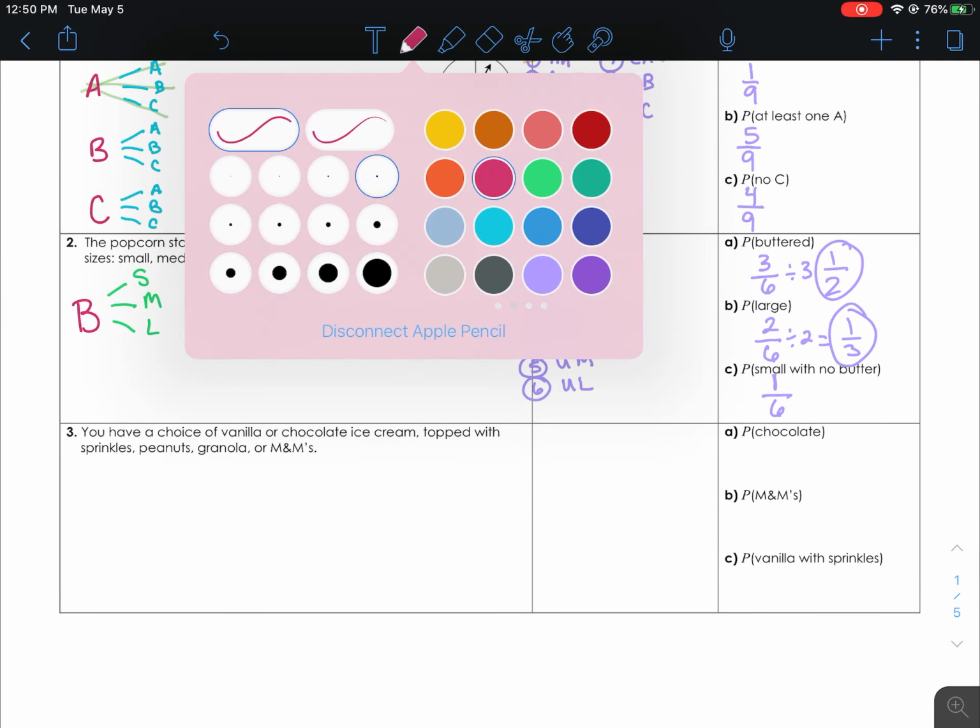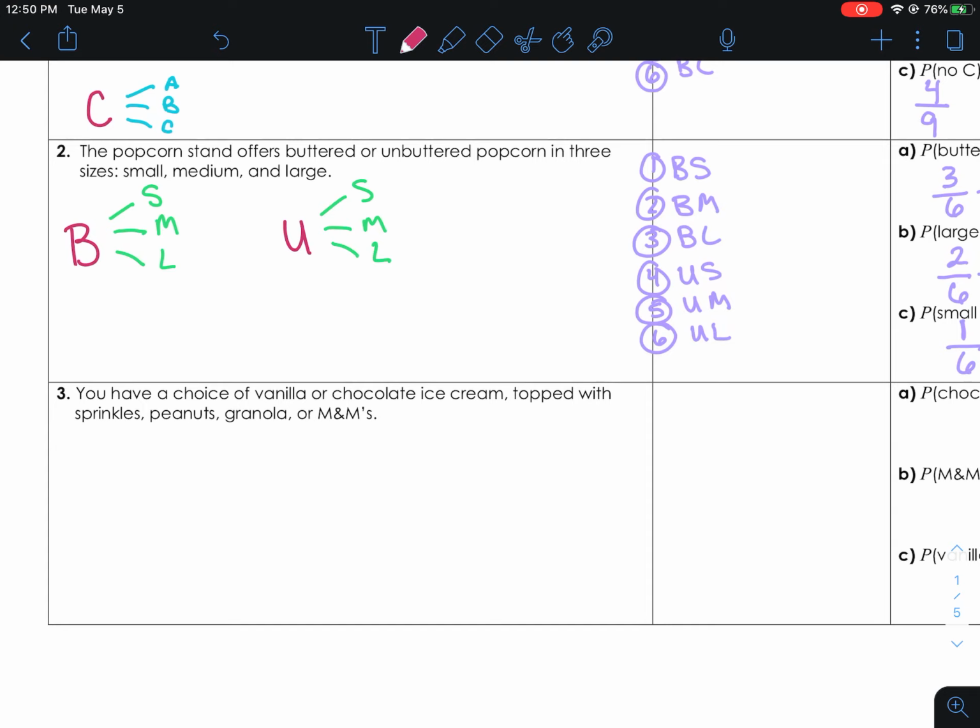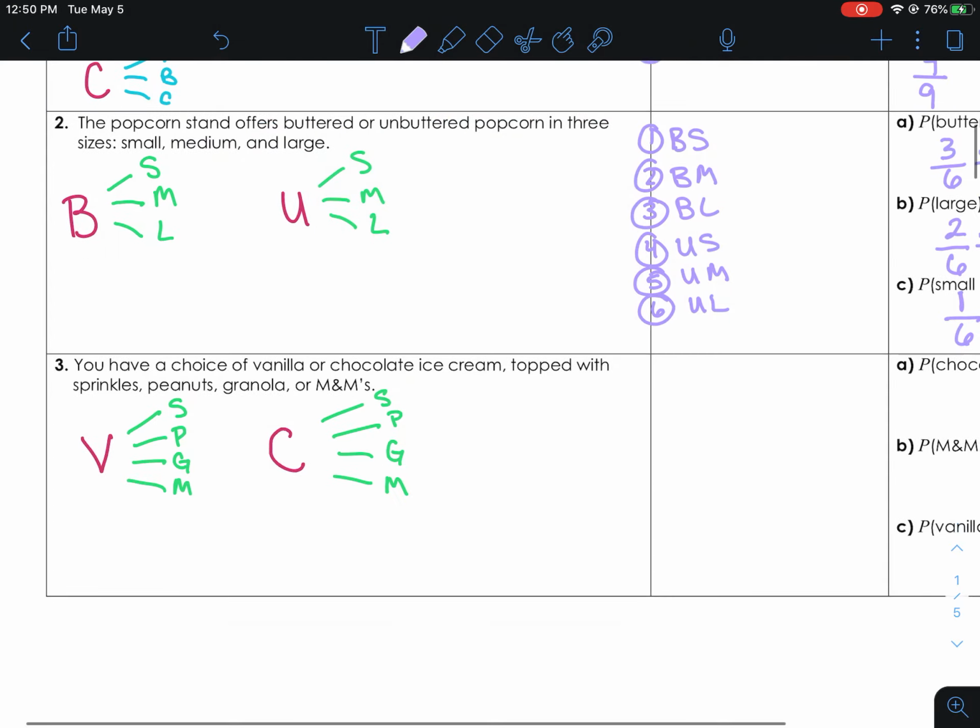All right, so here is this one. So if we want to look at this, we have a choice of ice cream, vanilla or chocolate, and we can only get 1 topping. So that's what we're applying, not getting more than 1. So we can have vanilla or we can have chocolate. And then out of those, we can have sprinkles, peanuts, granola, or M&Ms. And then I'm going to create that sample space over here.